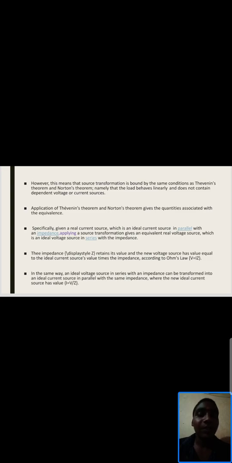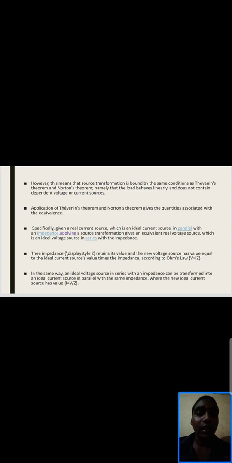Applications of Thevenin's theorem and Norton's theorem give the quantities associated with the equivalence. Specifically, given a real current source, which is an ideal current source in parallel with an impedance, applying a source transformation gives an equivalent real voltage source, which is an ideal voltage source in series with the impedance. This impedance retains its value and the new voltage source has a value equal to the ideal current source's value times the impedance, according to Ohm's law.